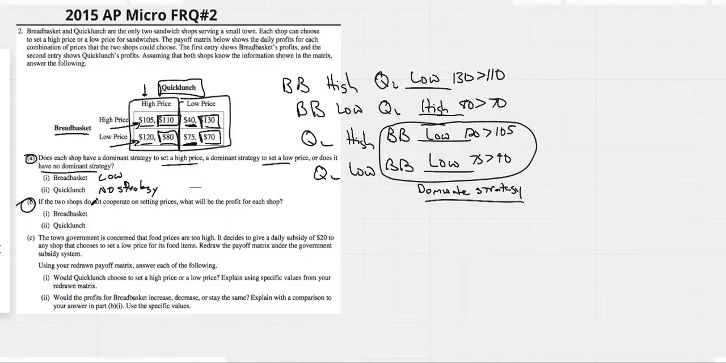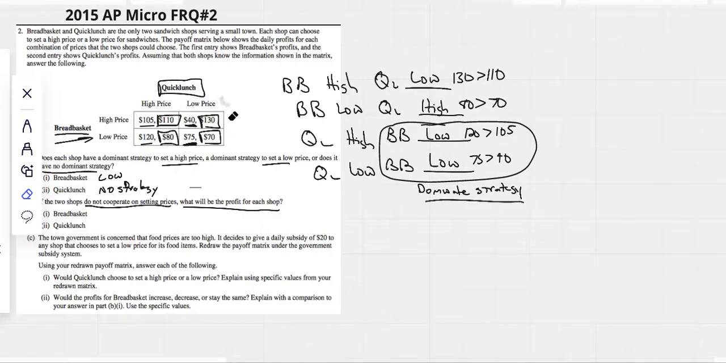If the two shops do not cooperate on setting prices, when they say do not cooperate, they're talking about price fixing. If these two firms could price fix, they're going to choose the highest payoff numbers that they can get. But if they're not cooperating, we let the numbers over here tell us what they will do. What will be the profit for each shop? If they don't cooperate, well, we know Breadbasket will always go low. So let's start there. Luckily, we've got that. Let's get rid of some of this so it's not so confusing.